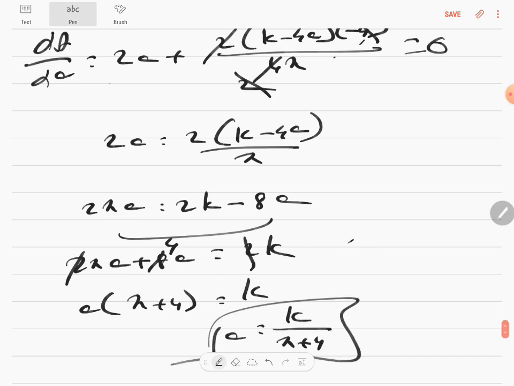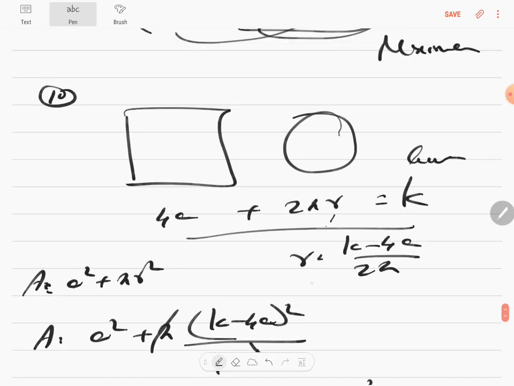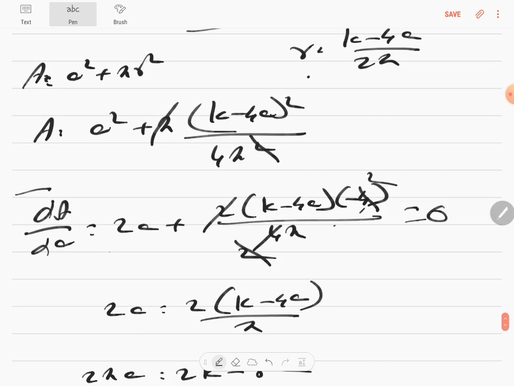Thus you got a. Now you have to find what is r. You substitute here and get the value of r. Thus you get the dimensions. And to find maxima minima, you have to take the double differentiation and check the value.